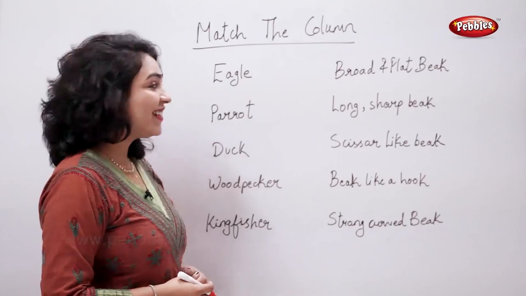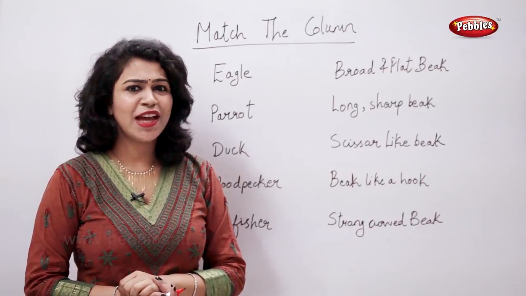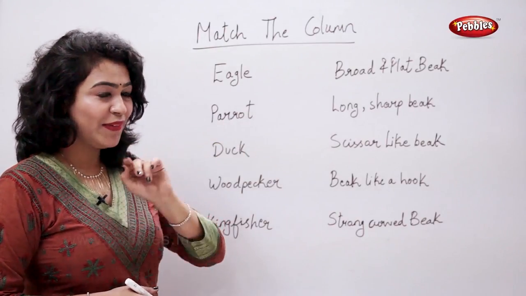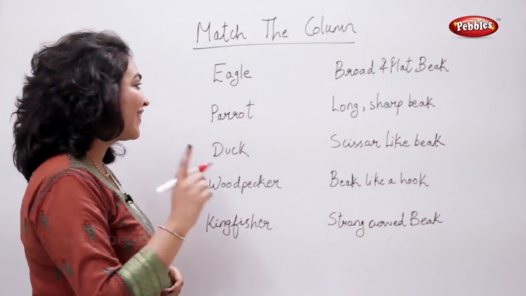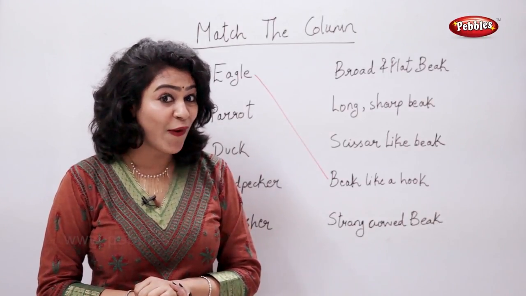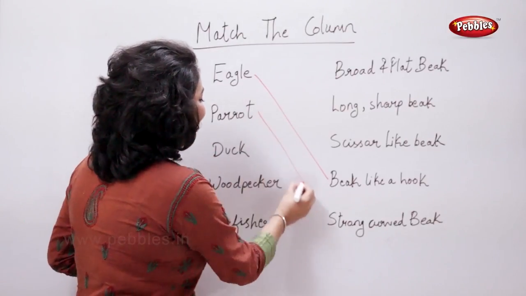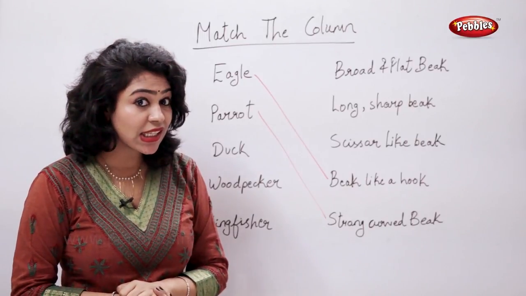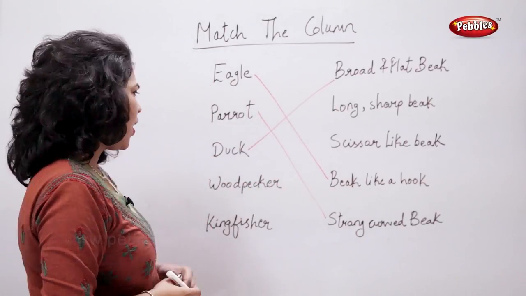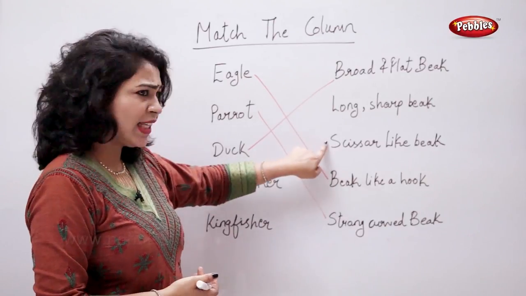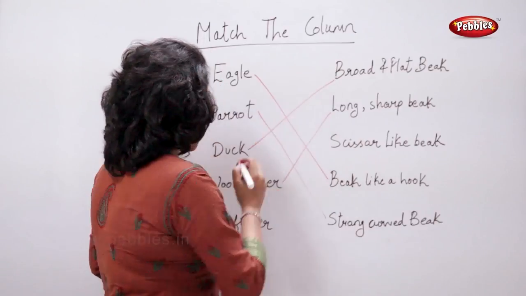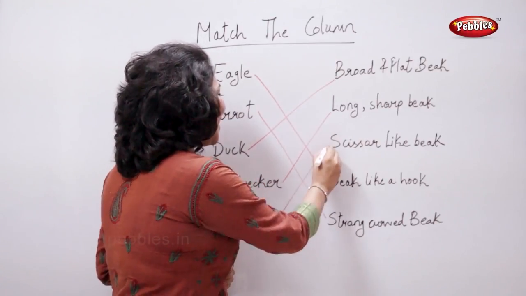Match the column. Eagle. Now tell me, what type of beak does an eagle have? Is that a long and sharp beak? No. Beak like a hook. Correct. Parrot. Parrot has a strong and curved beak. Duck. Duck has a broad and flat beak. Now tell me, woodpecker has scissor-like beak? No, long and sharp beak. And kingfisher has scissor-like beak.